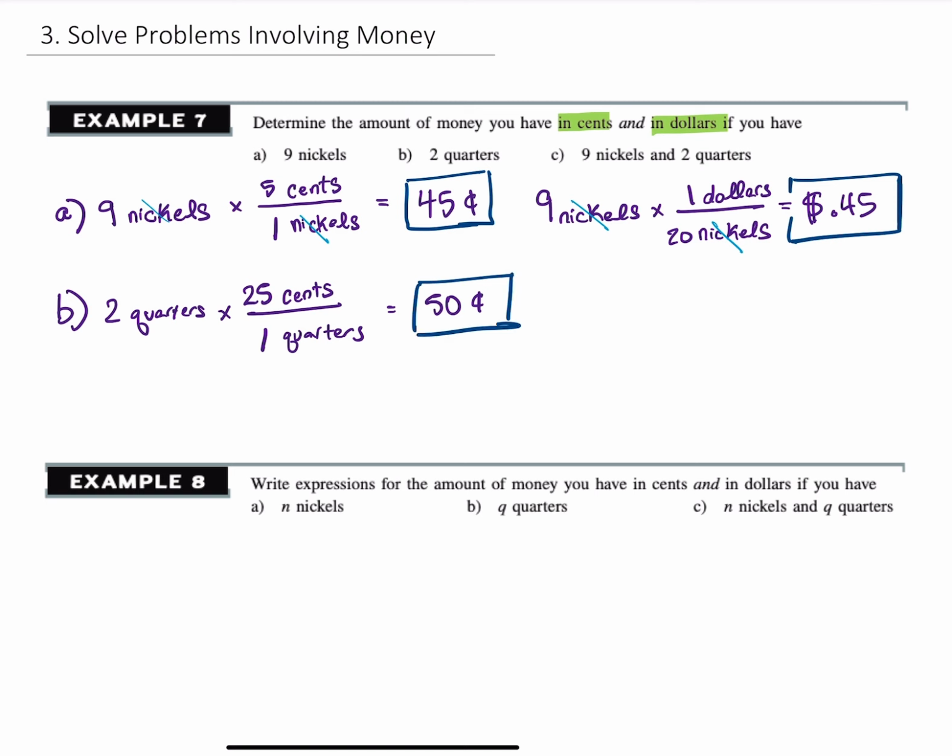So for the second part, we want to convert this into dollars. So I have 2/4. I want to cancel the quarters, turn it into dollars. And I know there's 4/4 in $1. So 2 divided by 4 is 1/2 or 0.5. Yeah, 50 cents.